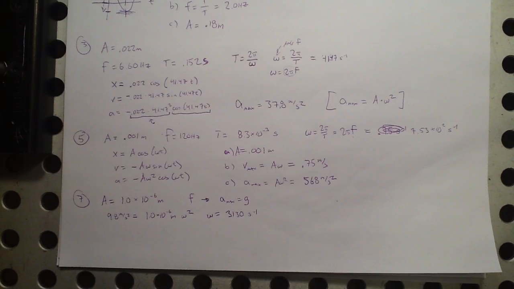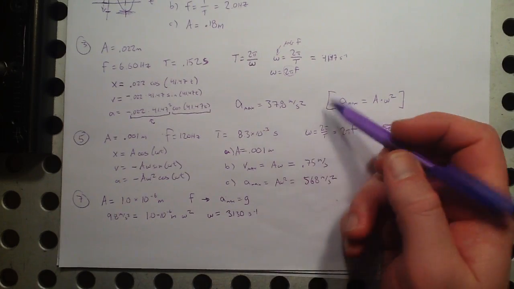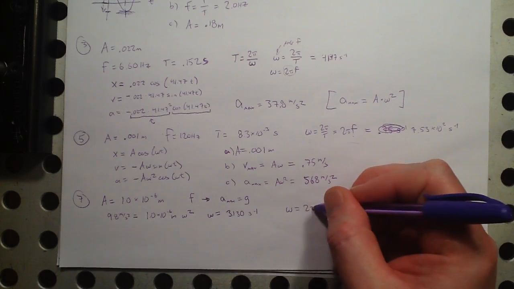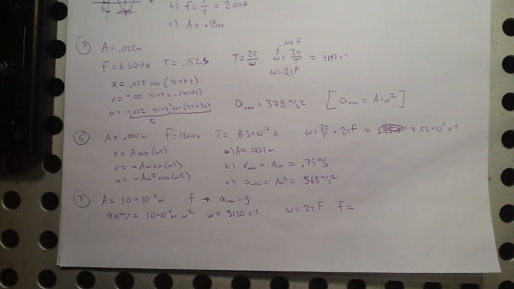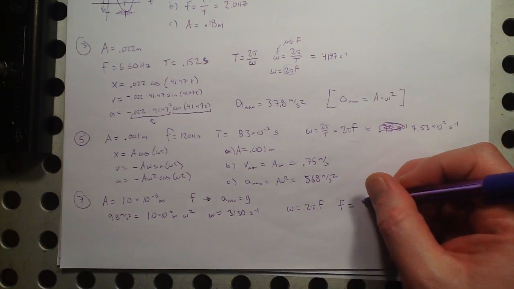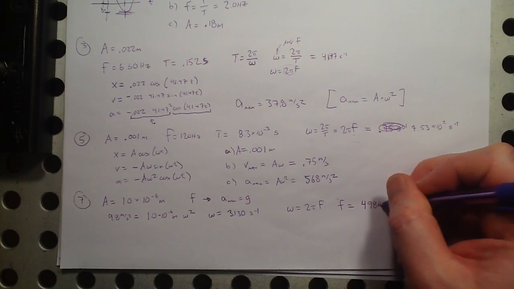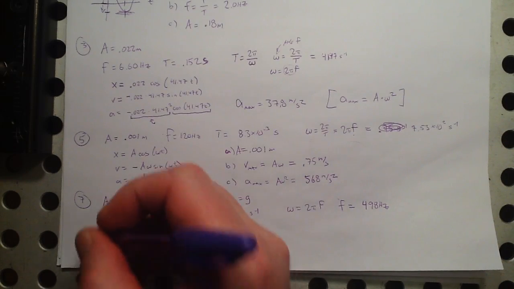And they want to know what's the frequency associated with that. By these equations up here, omega is equal to 2 pi f. So f would be equal to omega divided by 2 pi. So there's my omega, divide that by 2 pi, and that's about 498 hertz. That's part A.